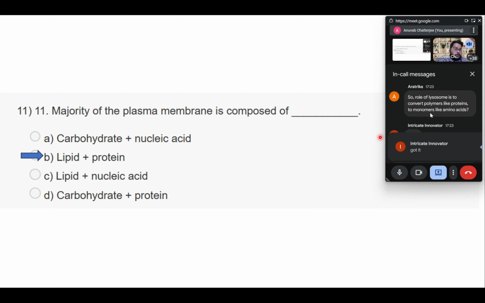So the role of the lysosome is to convert polymers like proteins to monomers like amino acids. Yes, its major role is degradation and breakdown, but not always to monomers. In some cases, it breaks them down into tripeptides, which can be directly used. You don't have to waste energy joining three amino acids together to form a tripeptide. But essentially, yes, it breaks down polymers into monomers, but majorly it degrades everything that gets there.